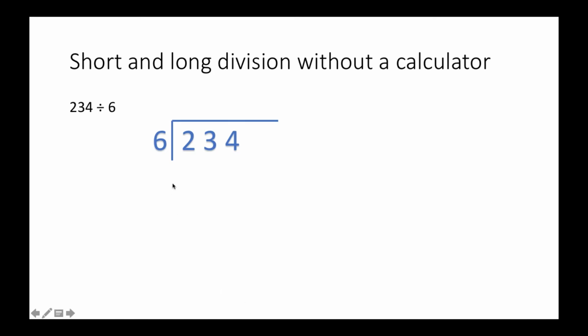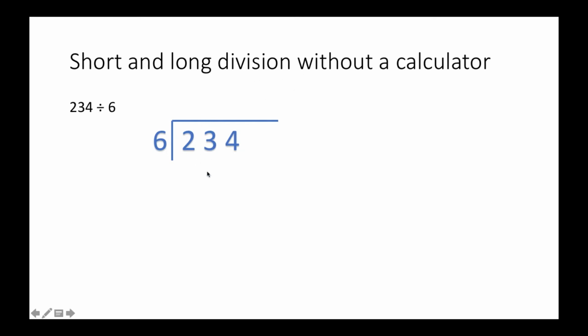Now, first of all, I'm going to ask myself, can I put 6 inside of 2? Okay, and I can't. Okay, 2 doesn't divide by 6. Well, it would, but you'd get a decimal answer and you don't want that. So instead, I'm going to put 6's into 23.